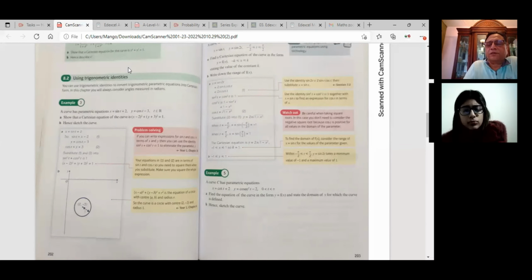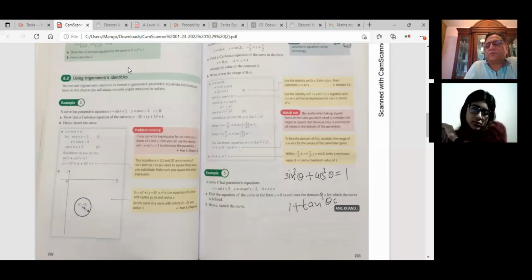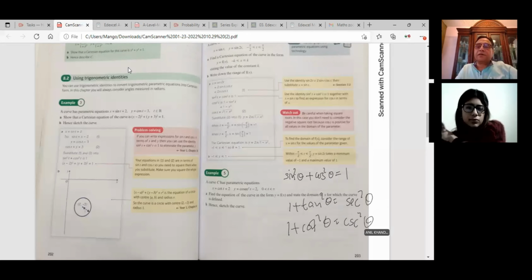You know sine squared theta plus cos squared theta is equal to 1. 1 plus tan squared theta is equal to secant squared theta, and 1 plus cot squared theta is cosecant squared theta, right? These are the trigonometric identities which you could use.